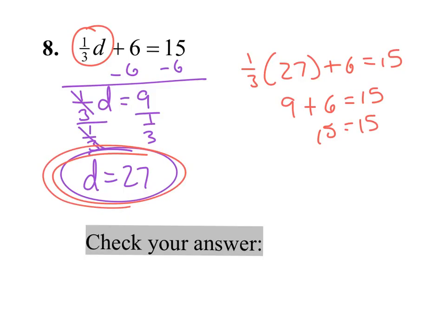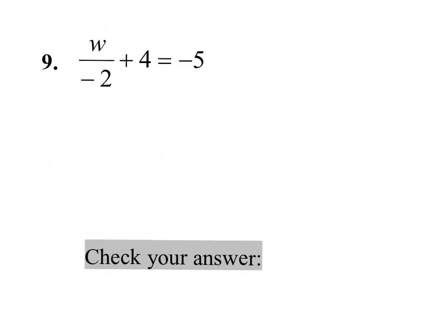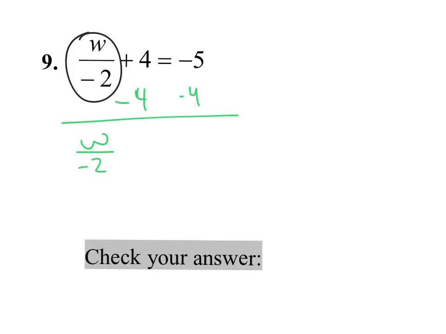All right, number 9. On number 9, we've got W divided by -2 plus 4 equals -5. Circle the variable and the number attached. Get rid of any addition or subtraction. So in this case, I'm going to get rid of the addition. So I'm going to subtract 4 from both sides. Just like that. Which leaves me with W divided by -2 equals, what's -5 minus 4?